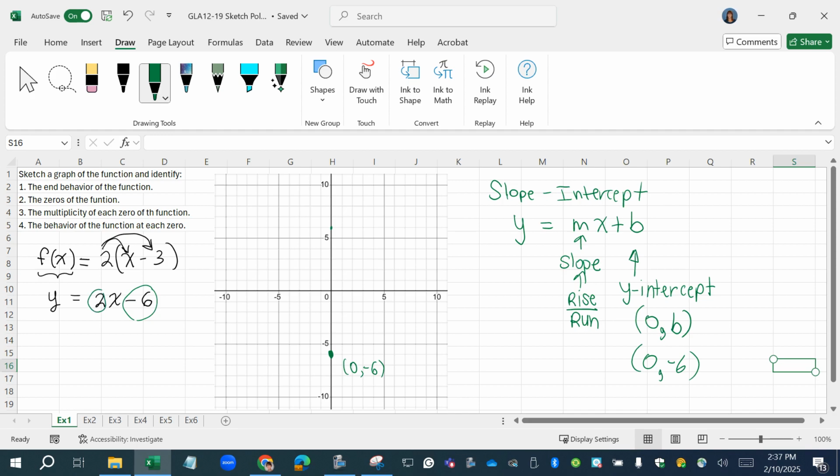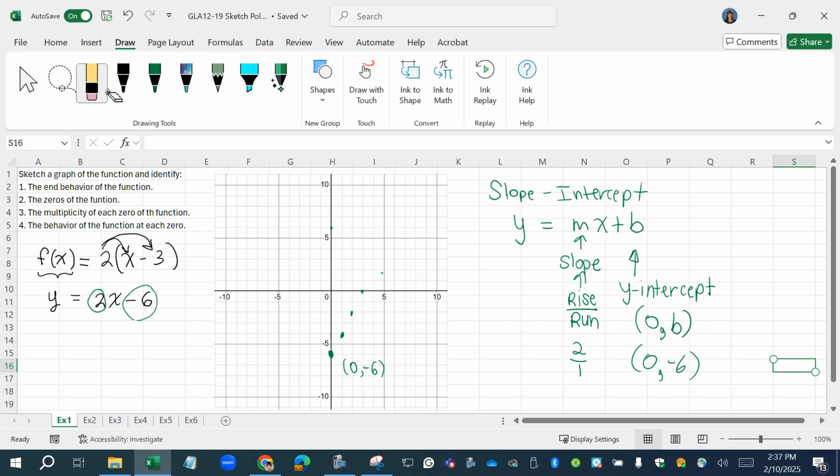Then we can use the slope given here, 2, which we can write as a fraction as 2 over 1. So that means for every time we go up 2, we're going to go to the right 1. So up 2, that's moving 2 places in the positive direction on the vertical axis, and then moving to the right 1 positive unit in the horizontal direction. Then up 2 again and over 1. If I continue to do this, it will form dots that I can connect to create my line.